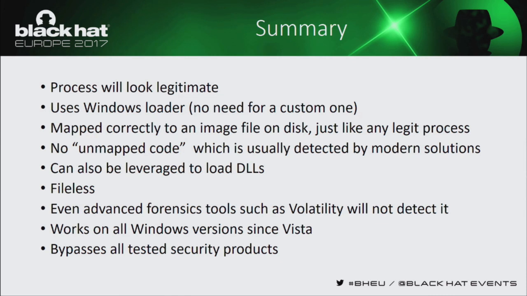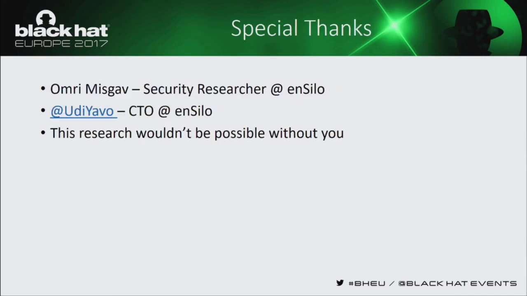And we don't have any of the unmapped, dynamically generated runtime code that is usually associated with modern malware and is detected by modern solutions. This can be leveraged to doppelgang DLL files as well, and it's completely fileless. And even advanced forensics tools such as Volatility won't detect it at this point. This works on all Windows versions starting from Vista and bypasses all the security solutions that we tested.